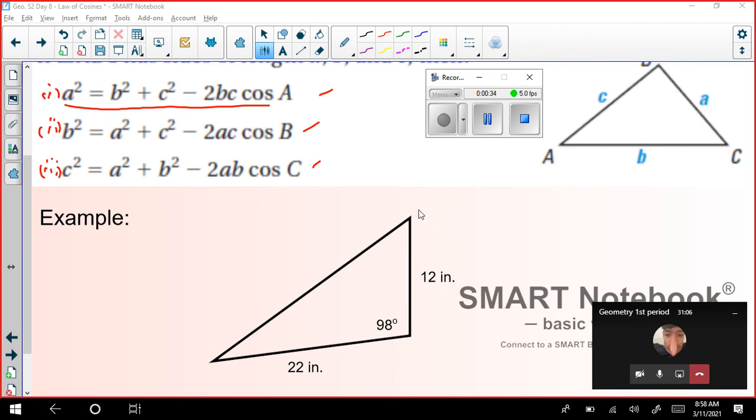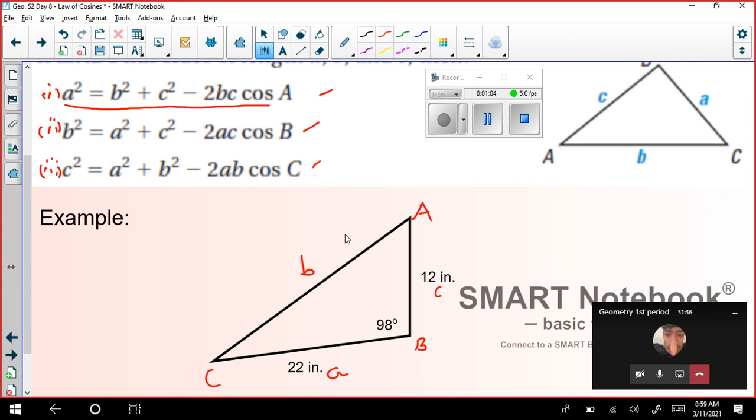So let me call this side A, B and C. Opposite to capital A is small a, capital B is small b, and capital C is small c. Okay, so you have law of cosines. You can apply it based on what is given. A and C is given.